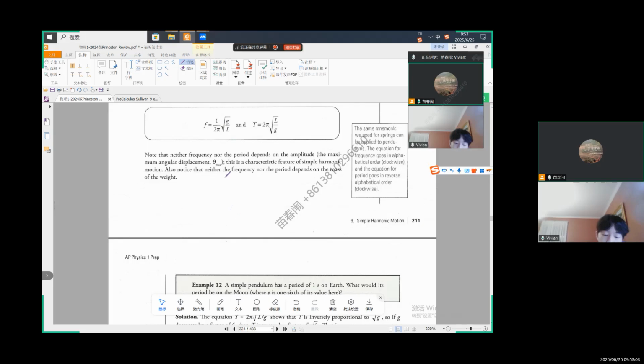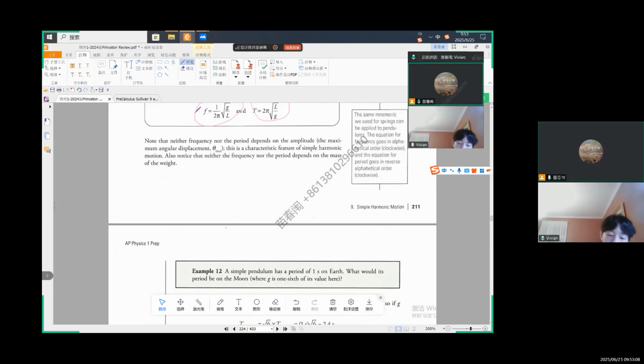Of course, we have T, then we can have frequency. So that's why we can have the clock.